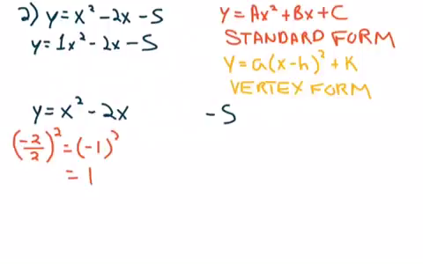Now I'm going to do this in a different color. I'm going to do it in a light blue. So that means we want to add 1 here to complete this square. So now we have these three terms, and we call this a perfect square trinomial.